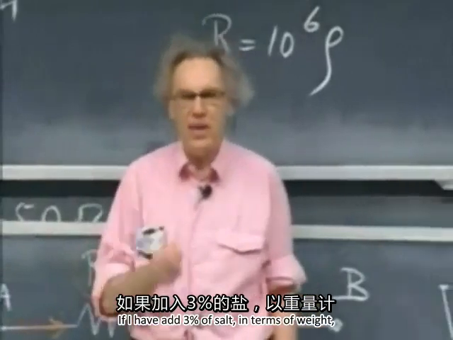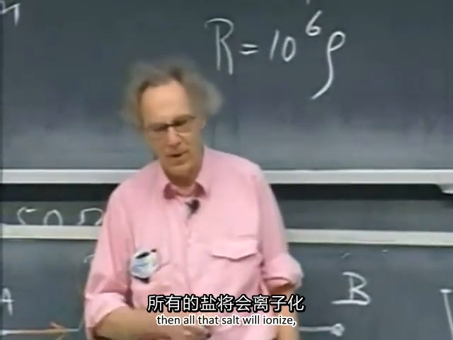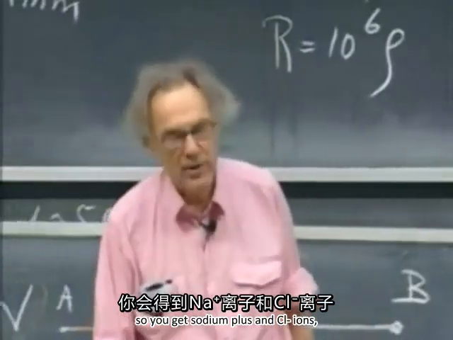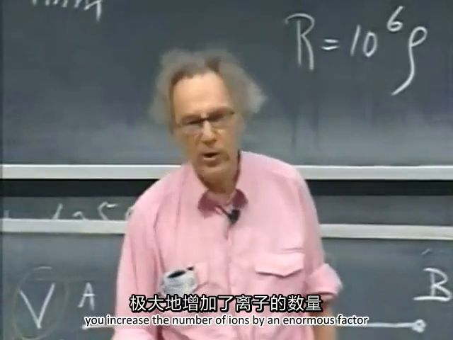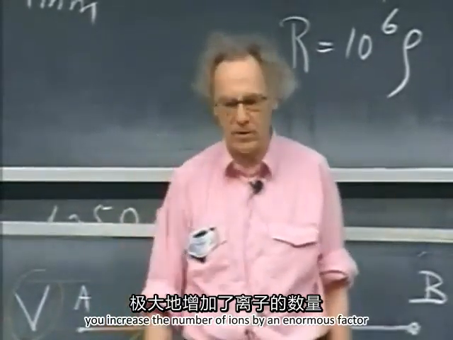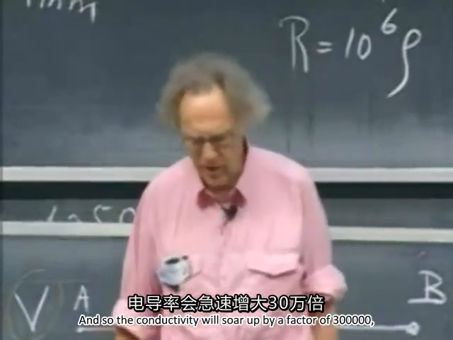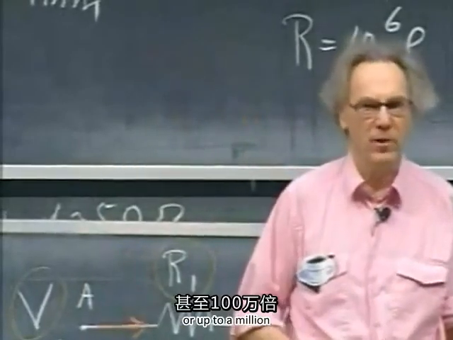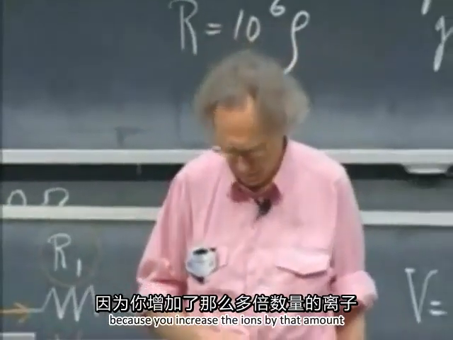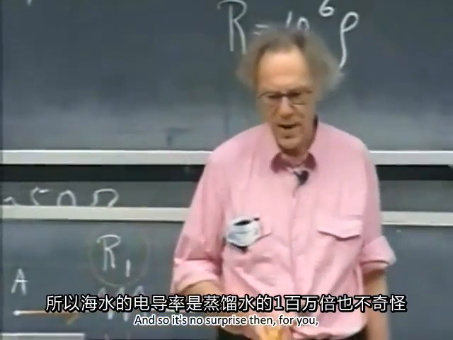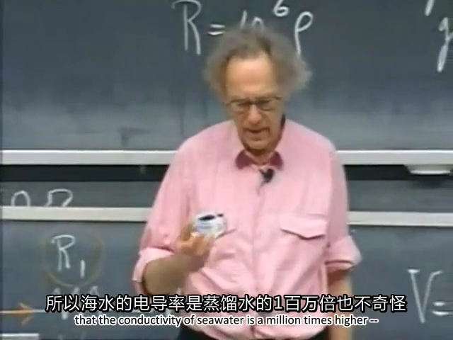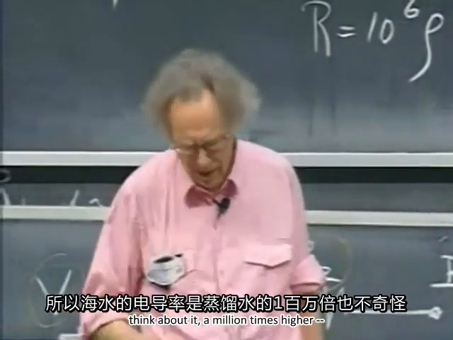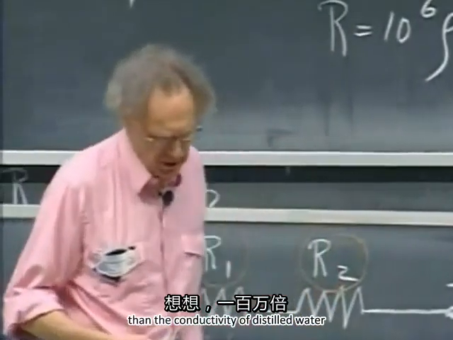If I add 3% of salt in terms of weight, then all that salt will ionize, so you get sodium plus and Cl minus ions. You increase the number of ions by an enormous factor. And so the conductivity will soar up by a factor of 300,000 or up to 1 million, because you increase the ions by that amount. And so it's no surprise that the conductivity of seawater is 1 million times higher. Think about it, 1 million times higher than the conductivity of distilled water.